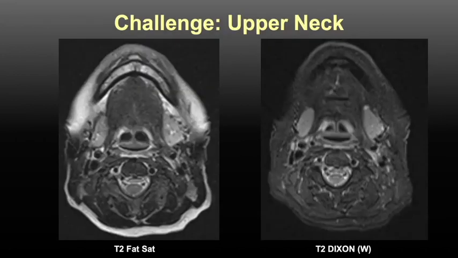When we're looking at the upper neck, where the chin meets the neck, again, you can lose all the fat suppression. This is actually meant to be a T2 FATSAT image, and you can see all the fat in the subcutaneous soft tissues. Whereas if you use Dixon on the same patient and look at the pure water image, you have very uniform fat suppression, and the submandibular glands stand out much better against the surrounding fat.